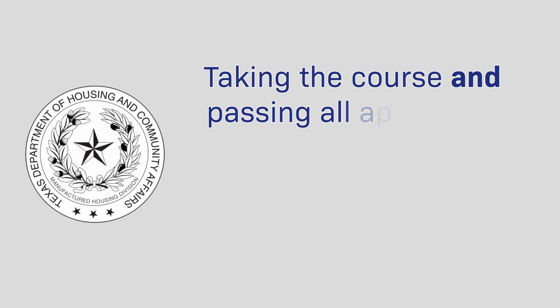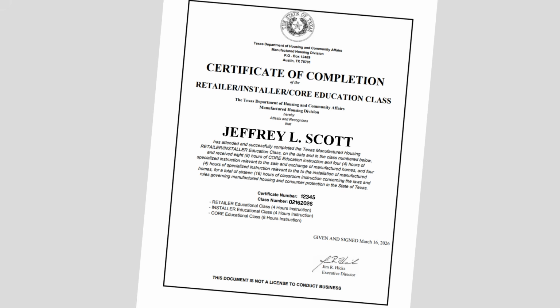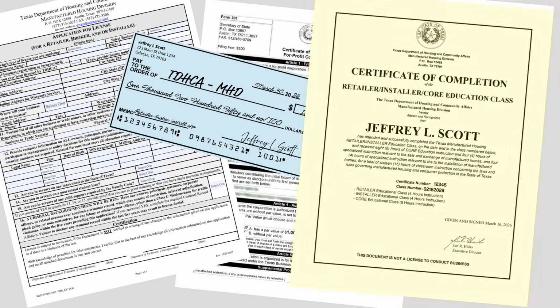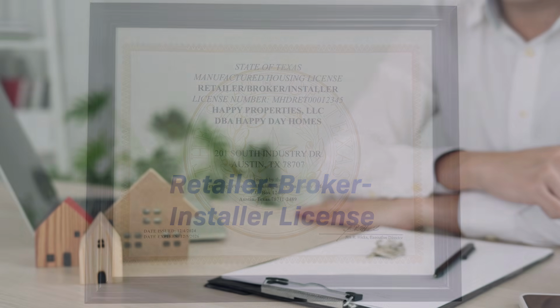Please remember, these classes are a prerequisite for anyone applying for a retailer, broker, installer, or manufacturer's license. You will not receive a license automatically when you complete the class, but you will receive a certificate of completion for the course, which you must print and mail with your license application and the other accompanying required documents. Your license will be issued and sent, if all requirements are met and all documents are correct, within 7 business days of being received by the department.